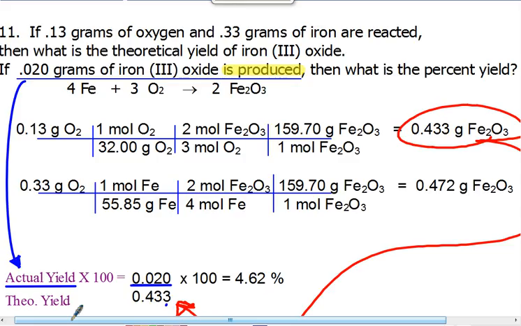Is the actual yield 0.02? Well, that is a really sad actual yield. Because it's supposed to be 0.433. Therefore, they only got 4.6% of what they were supposed to get.